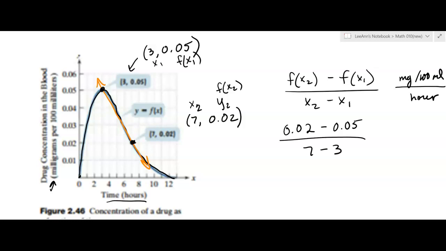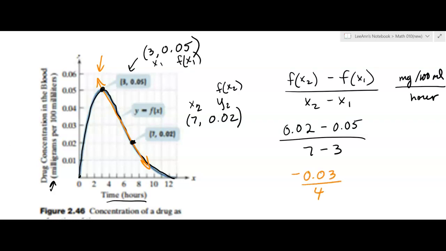Now look at that orange line. Do you expect the slope to be positive, negative, 0, or undefined? Well, hopefully you said negative because it's decreasing, right? The amount of concentration in the bloodstream went up at first, but between hours 3 and 7, it's going down.